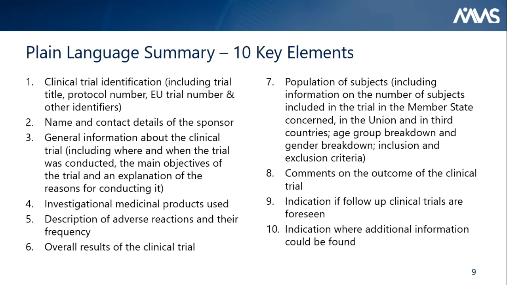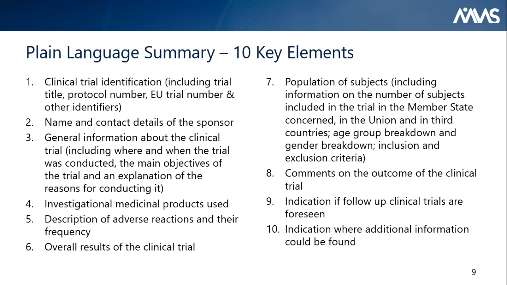Each plain language summary should outline where and when the trial was conducted, why it was conducted, as well as information regarding the trial population. The number of participants enrolled, the countries in which they were enrolled, the key enrollment criteria that must have been met, and then some basic demographic information about the trial population.